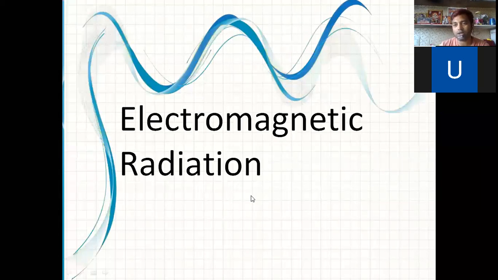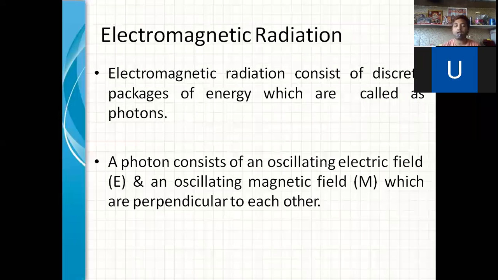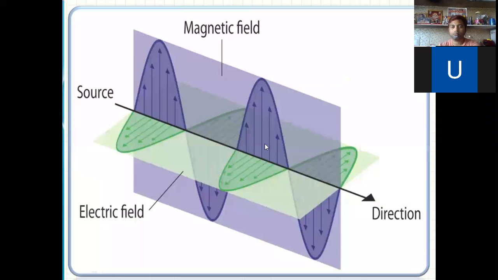Electromagnetic radiation, we have already discussed. You should know. Electromagnetic radiation consists of discrete packages of energy called photons. A photon consists of an oscillating electric field and an oscillating magnetic field. Electric field as well as magnetic field are both perpendicular to the direction of propagation. The electric field is perpendicular to the magnetic field, and both are perpendicular to the direction of propagation.